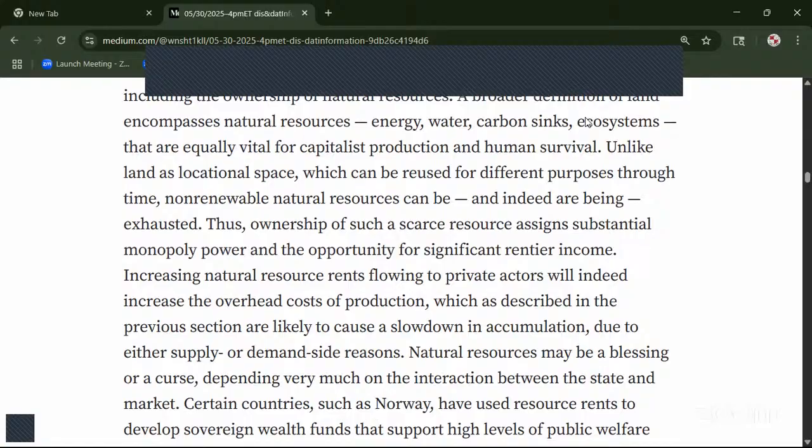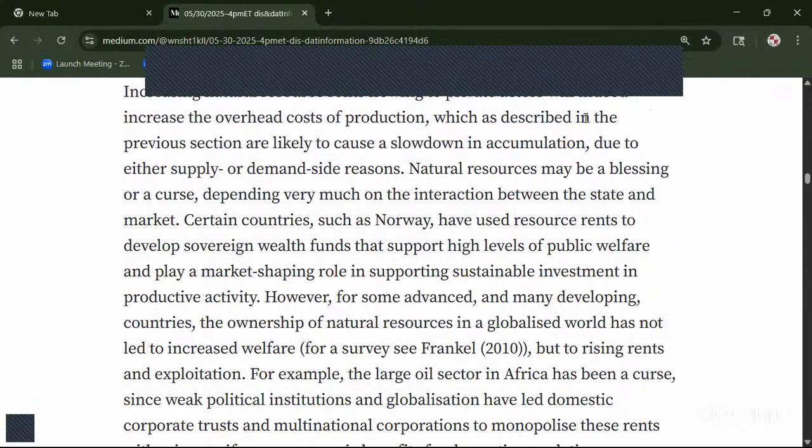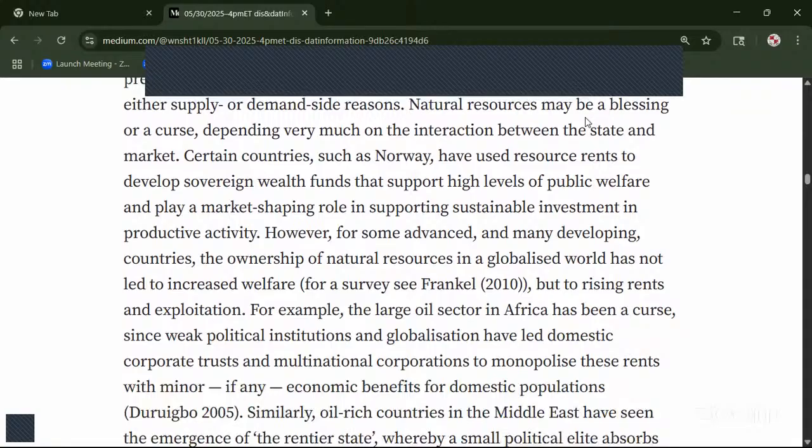Natural resources may be a blessing or a curse, depending very much on the interaction between the state and market. Certain countries, such as Norway, have used resource rents to develop sovereign wealth funds that support high levels of public welfare and play a market shaping role in supporting sustainable investment in productive activity. However, for some advanced and many developing countries, the ownership of natural resources in a globalized world has not led to increased welfare, but to rising rents and exploitation.